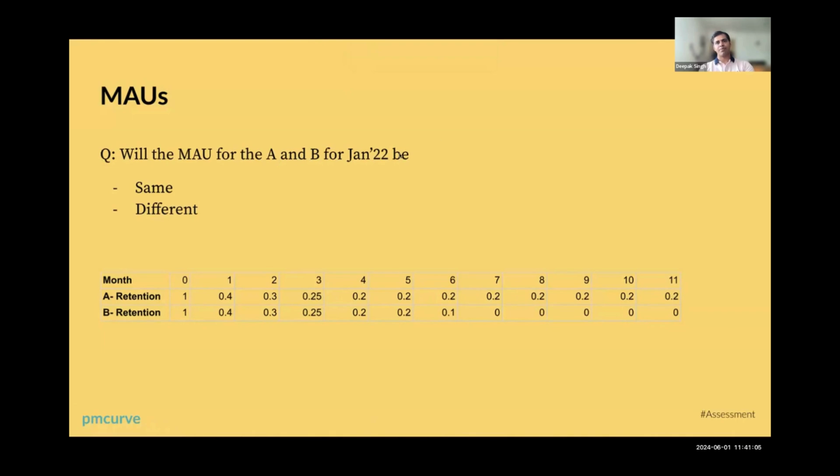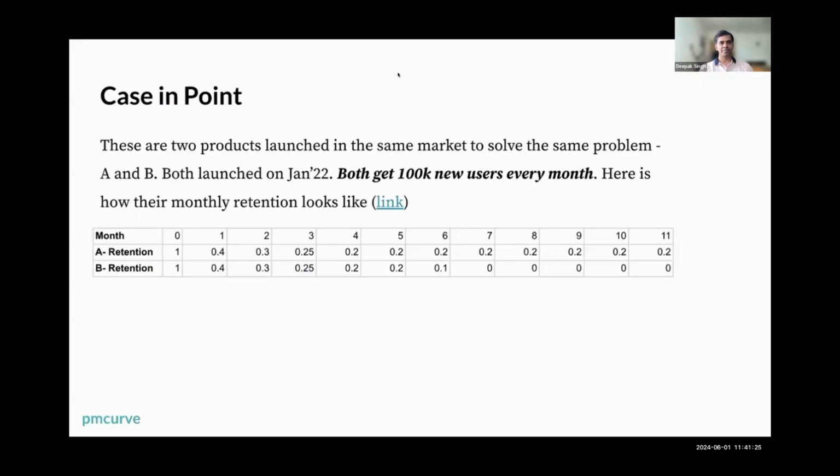So if I am going back to the MAU for A and B, yes. I'll go to the poll. Tell me if the MAU for A and B for Jan 2022 be same or different, by the way. Both launched in Jan 2022. I'll take 5 more seconds and then I'll close.